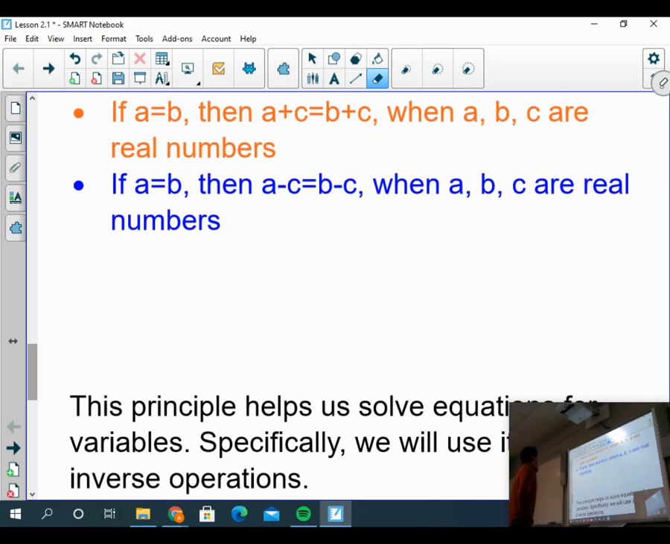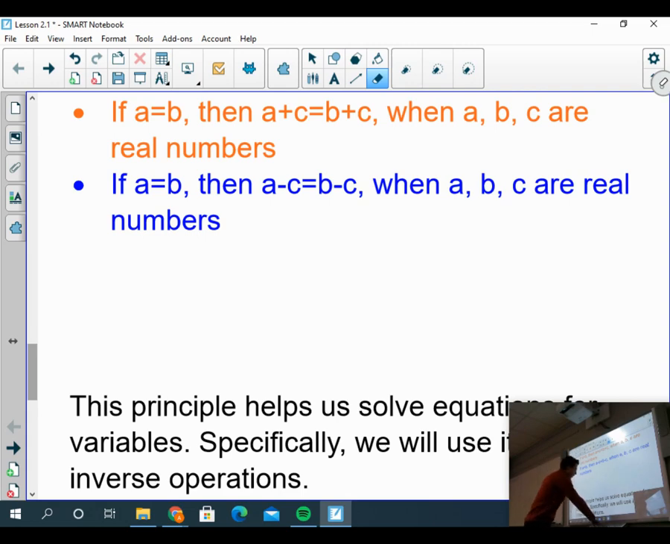You see them here in orange and blue. If A equals B, then A plus C equals B plus C when A, B, and C are real numbers, and consequently also if A equals B, then A minus C equals B minus C when A, B, and C are real numbers. And these are some principles of equality, okay?